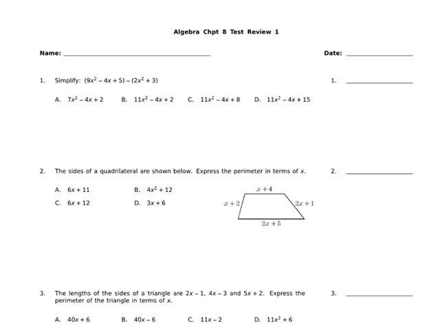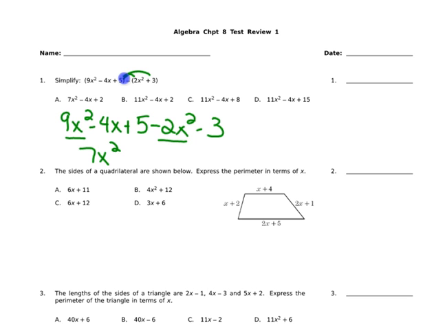So when I have simplifying, first thing I'm going to look for is, is it an adding, subtracting, or multiplying problem? This is a subtracting. So I have to go through and distribute that negative sign. So 9x squared minus 4x plus 5 minus 2x squared minus 3. When we're distributing the negative, it's changing the signs. Put our like terms together. So that's 7x squared minus 4x and 5 and negative 3 is 2. So that was choice A.